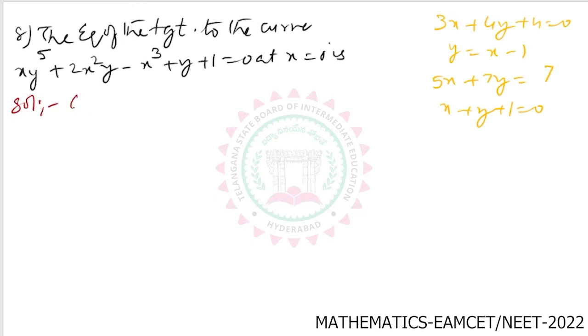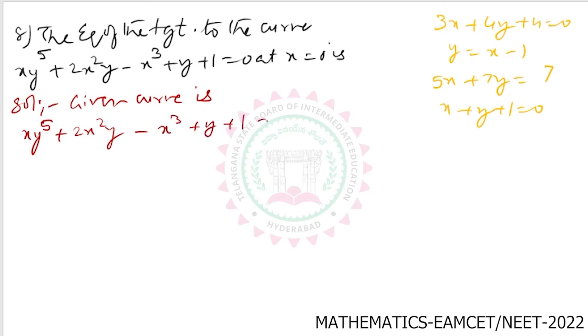What is given? Given curve is x y power of 5 plus 2x square y minus x cube plus y plus 1 is equal to 0. So, I am basically interested in finding the equation of tangent, means I want the value of dy by dx. So, I am doing the same thing, differentiating with respect to x. So, this is in the form of u v. So, first into derivative of second, right?